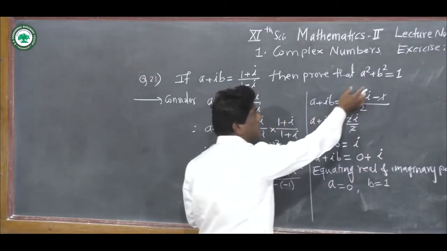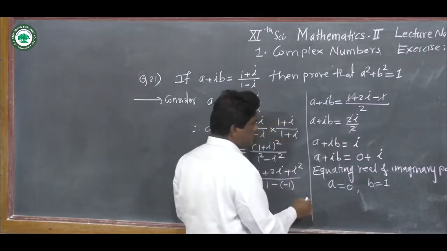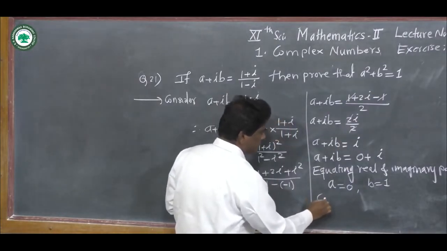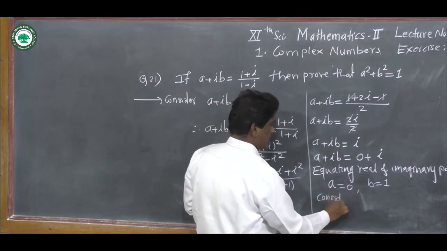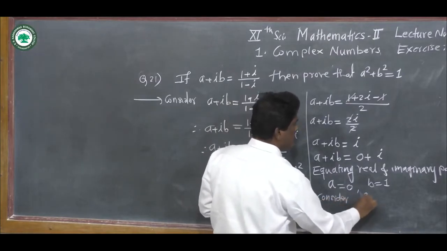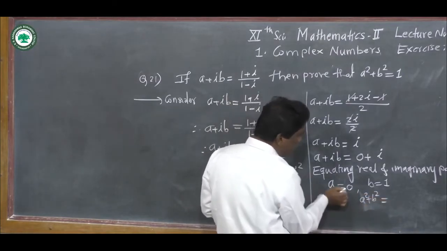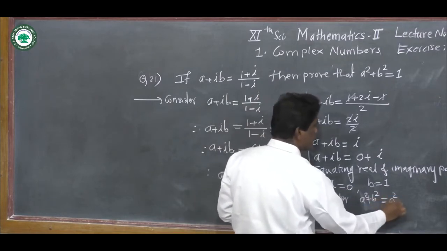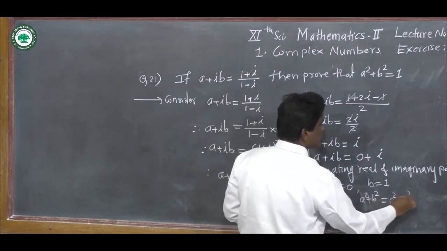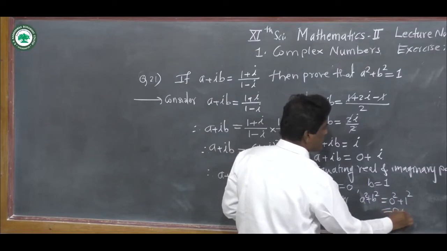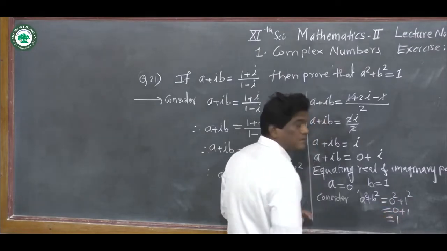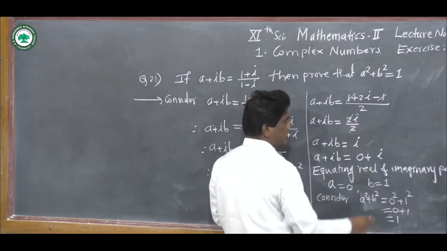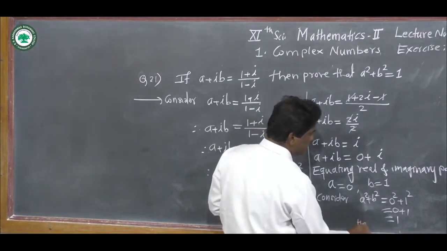Now we have to show that a square plus b square is equal to 1. So consider a square plus b square. Now put the value of a, that is 0, so 0 square plus b square means 1 square. 0 square is 0 plus 1, so it is equal to 1. This is the solution, hence we have proved, hence proved.